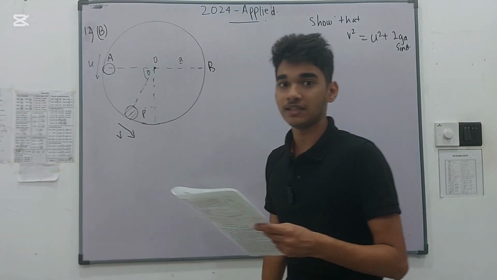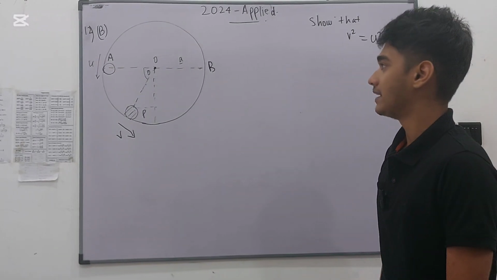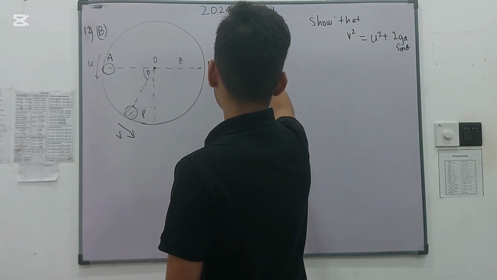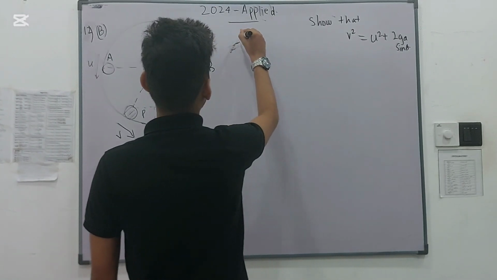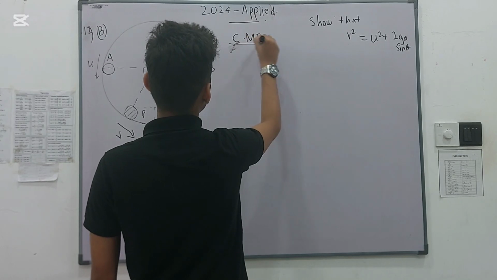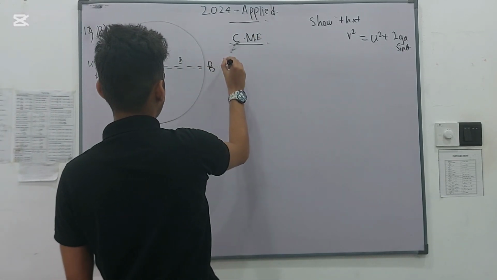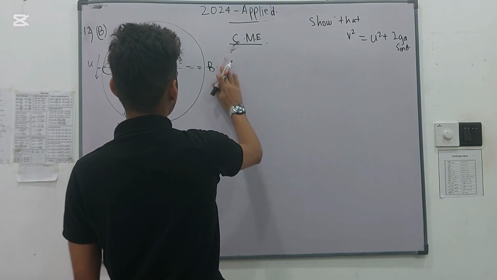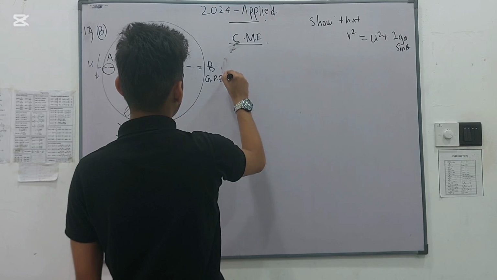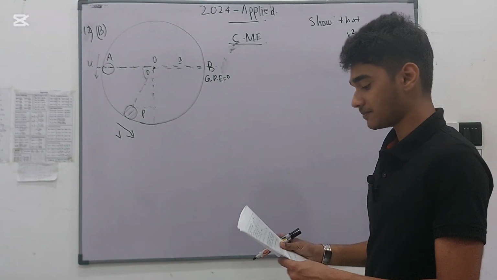There are only two theories in circular motion. One is the conservation of energy. Secondly, applying F equals ma. So let's apply conservation of mechanical energy over here. Let's take this as the Gp equals 0 line. We can take any point as the Gp equals 0 line. And let's apply conservation of mechanical energy.